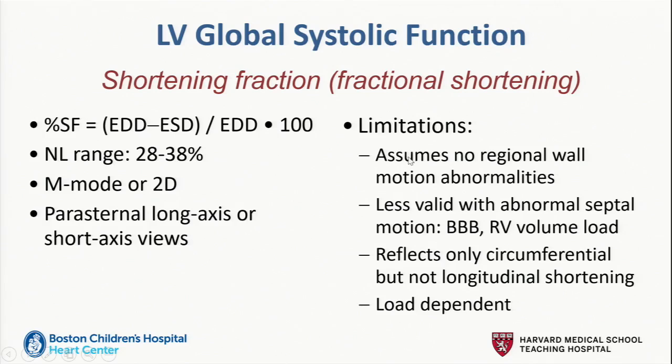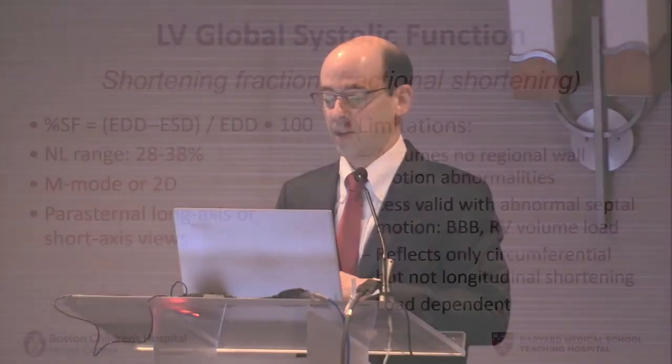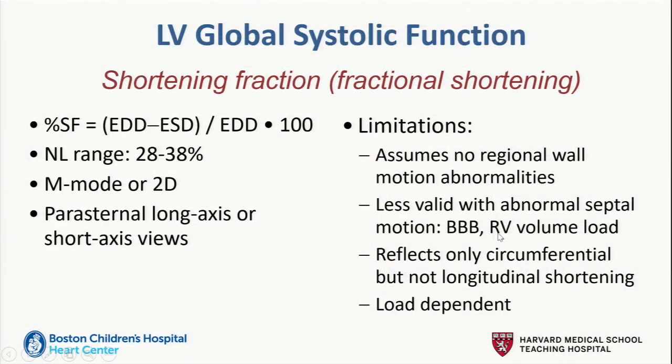So first, it assumes that there are no regional wall motion abnormalities. So you're looking at a distance just at 2 locations, and you're not taking into account anything along the rest of the circumference of the ventricle. So if you have regional wall motion abnormalities, it won't necessarily be reflected in the shortening fraction. It's also less valid in the setting of abnormal septal motion, such as what you'd get during bundle branch block or RV volume overload, when the septum is pushed into the LV in diastole.